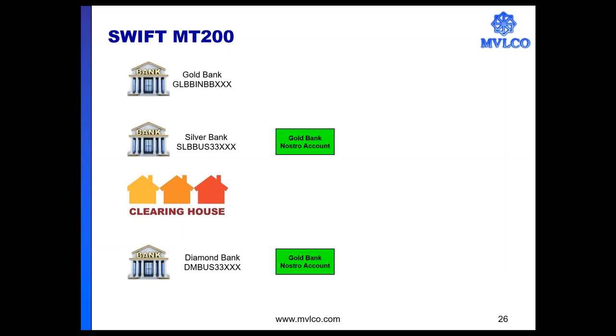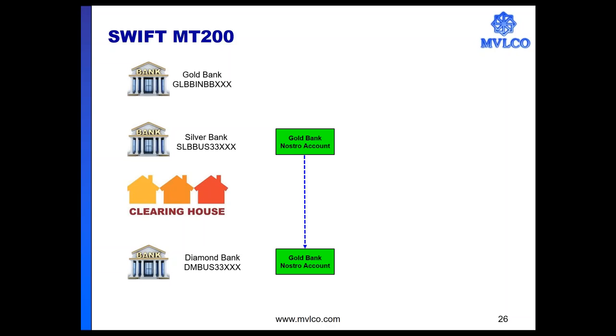its own account elsewhere. So now in this example, Gold Bank has an account with Silver Bank, and Gold Bank also has an account with Diamond Bank. So both the accounts are owned by Gold Bank, at the Silver Bank as well as at the Diamond Bank. Now Gold Bank wants to move this money from its own account at Silver to its own account at Diamond Bank. This is how 200 would be used.